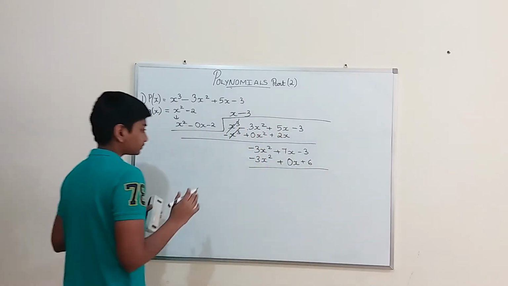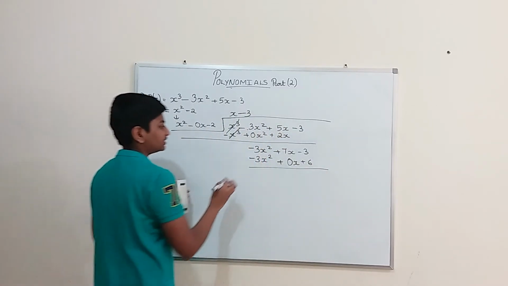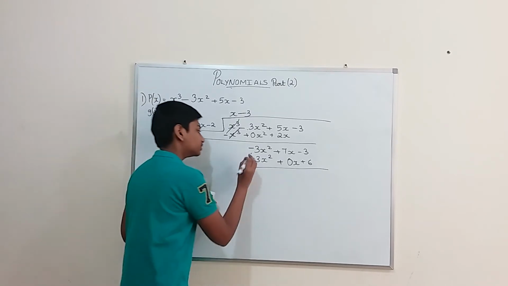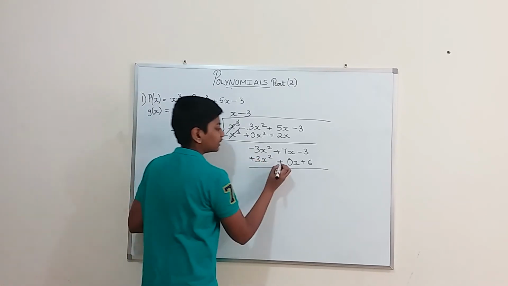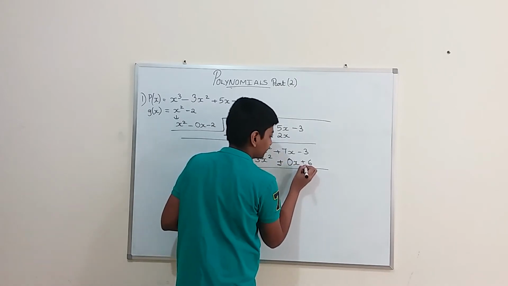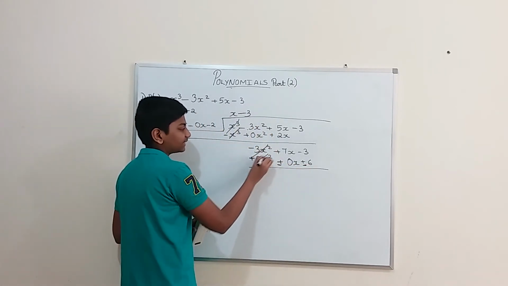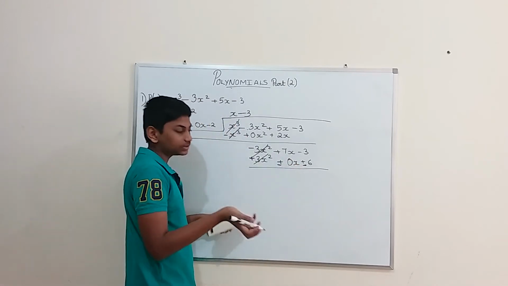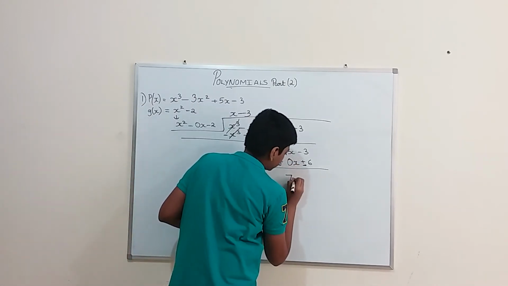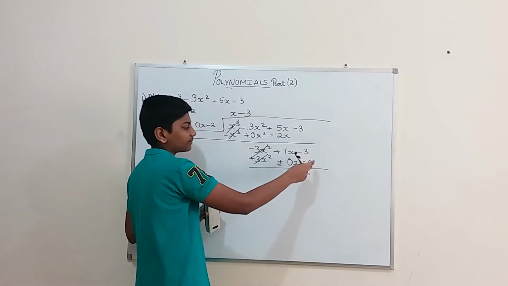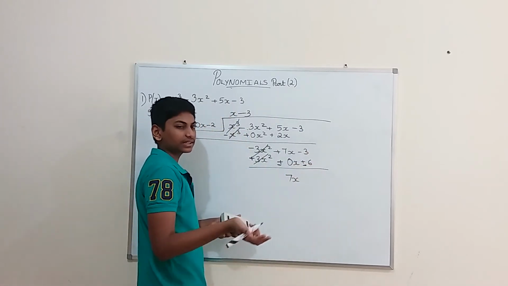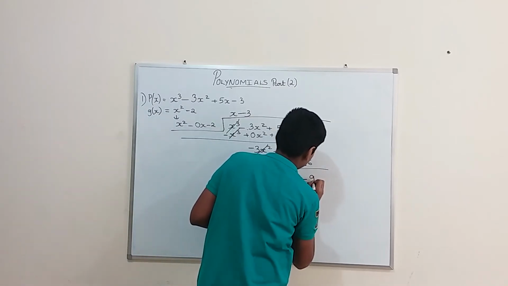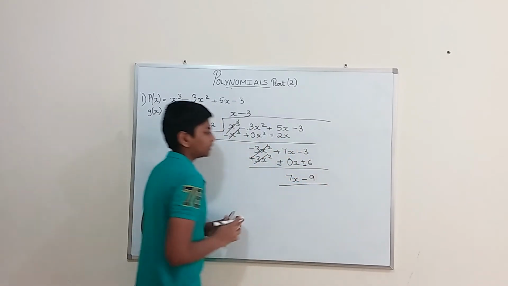Now we should cancel, but before cancelling we should change their symbols. So this minus will become plus, this plus will become minus, and the plus will become minus over here. So we can cancel these both. Now 7x minus 0x is nothing but 7x. And minus 3 minus 6 will get it as minus 9. Yes, right? Minus 9 we got.